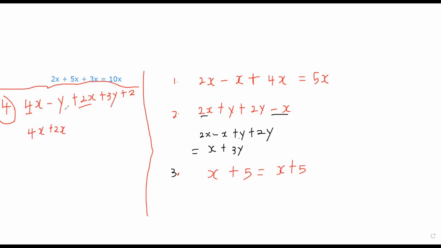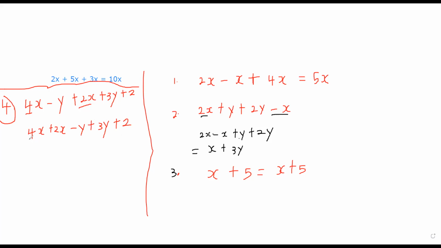And then we have y. Right, so we say we have a minus y. Then we have a plus 3y. And then we have a constant by itself, right? We have a constant, so we just put a constant here, which is 2. Good. So we just work them in parts.